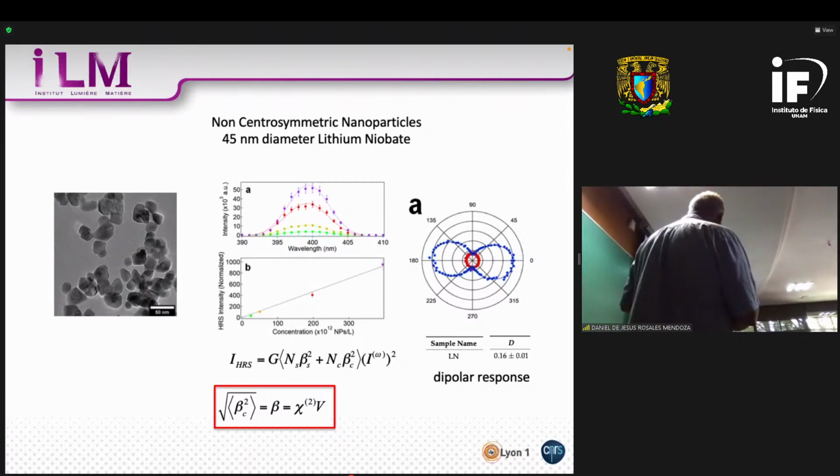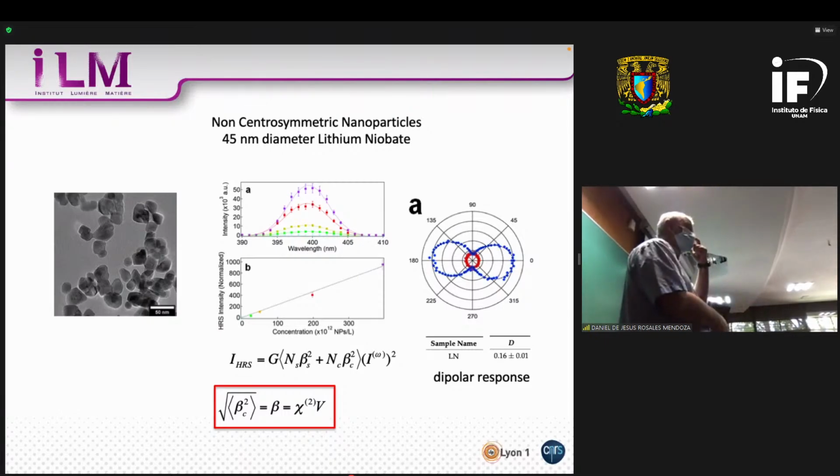And in this case, I can even work out the cross-section that I will call the first hyperpolarizability, and it should relate to the chi2 of the macroscopic material scaled by the volume of the particle. And that works pretty well for lithium niobate, for example, and other compounds. So non-centrosymmetric particles will behave like molecules.